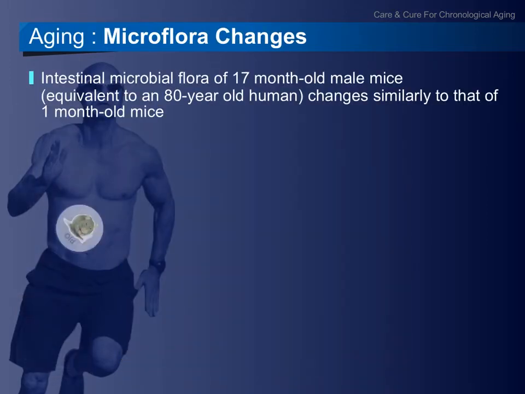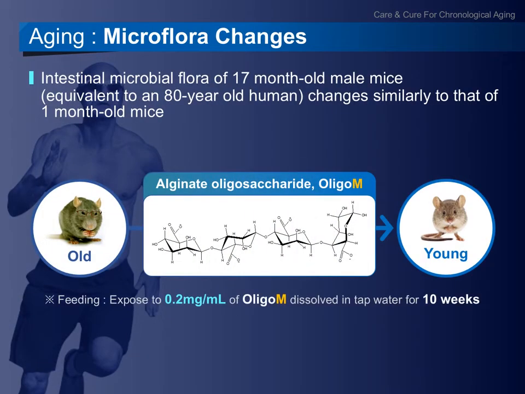In our chronological aging research, we tested the effects of 0.2 milligrams per milliliter of OligoM on the intestinal microflora of 17th-month-old mice, the equivalent of 80-year-old humans, for 10 weeks. After the feeding experiment, we found that the microflora changed from old to young, similar to that of 1-month-old mice.